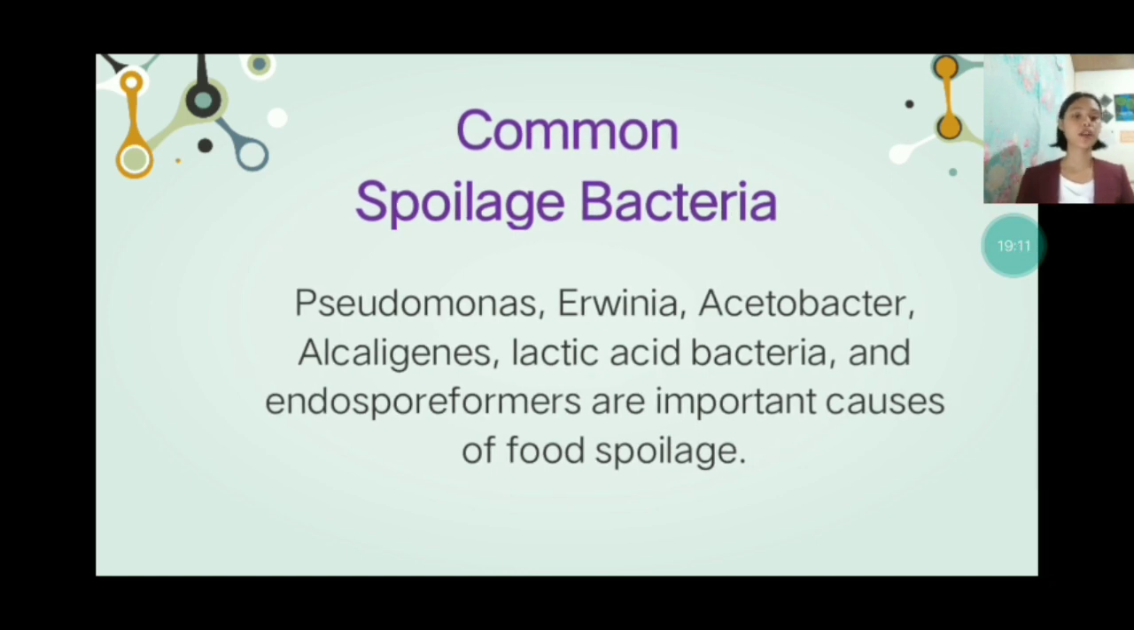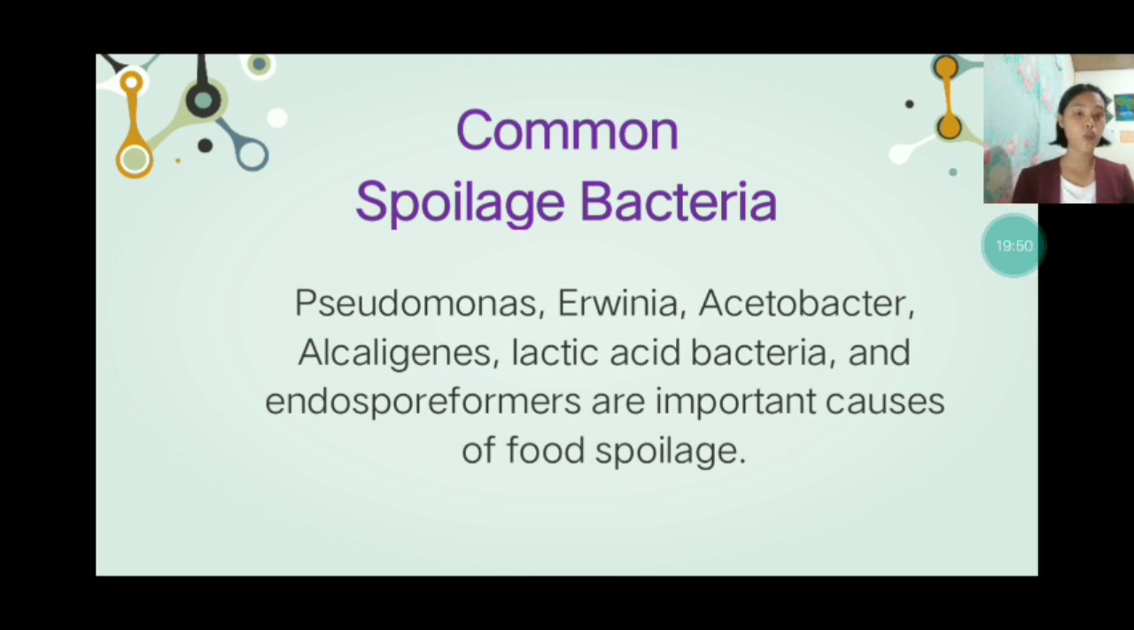Common spoilage bacteria are Pseudomonas, Erwinia, Acetobacter, Alcaligenes, lactic acid bacteria, and endospore formers, which are important causes of food spoilage. A wide range of bacteria is important in food spoilage. Pseudomonas species can metabolize a wide variety of compounds and grow on and spoil many different kinds of food, including meats and vegetables. Psychrophilic species are notorious for spoiling refrigerated foods.